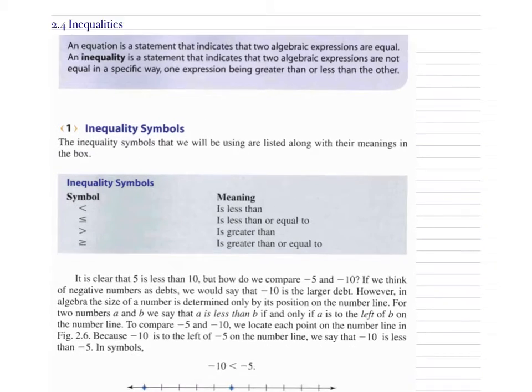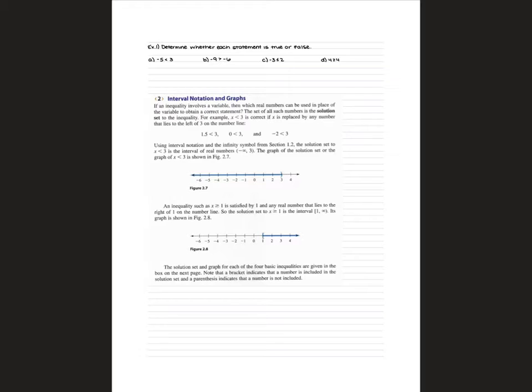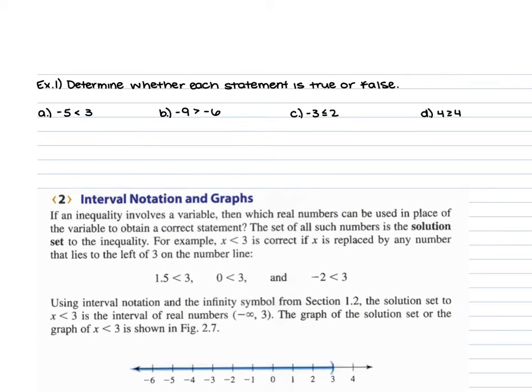All right, so getting into this, we'll look at our first example. We're just determining whether these statements are true or false. So for A, we have -5 is less than 3. Obviously, any number that is negative is going to be less than a positive number. So this one would be true.